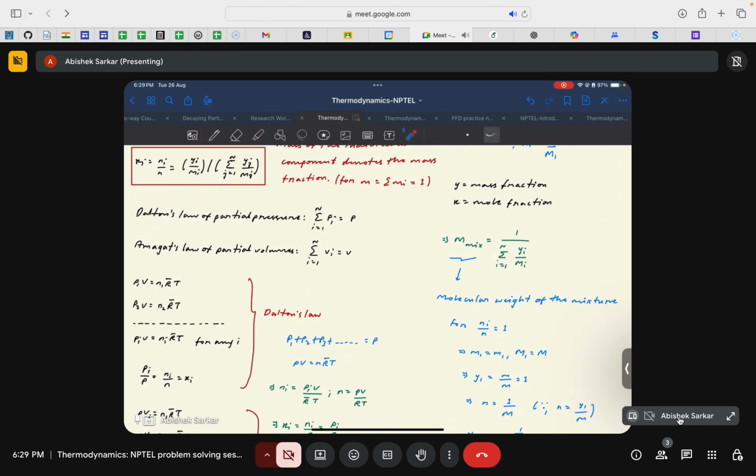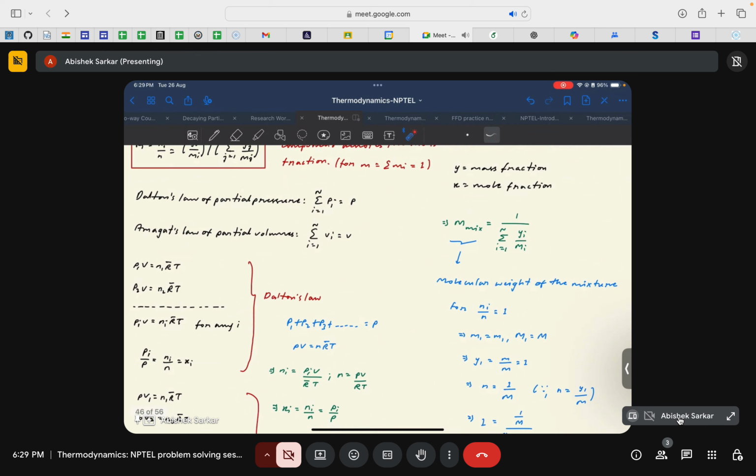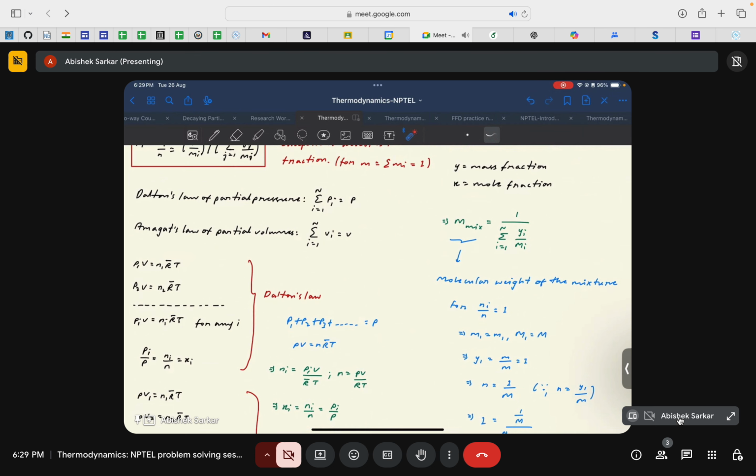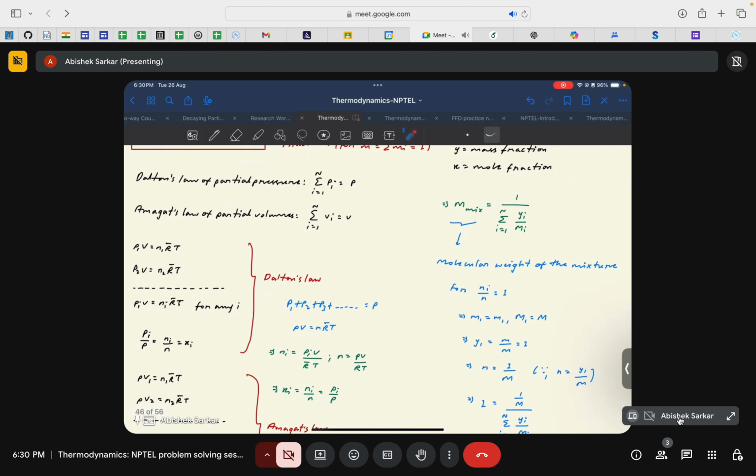Then comes the interesting laws of this mixture of gases. There are two interesting laws. First is Dalton's law of partial pressure, and the second one is Amagat's law of partial volumes. Dalton's law states that the total pressure exerted by the gases is the summation of the individual pressures exerted by the gases. Similarly, the total volume occupied by the gas is the summation of the individual volumes occupied by the gases in the mixture. That's something you need to know, and we will be using this in the problems when you solve them.